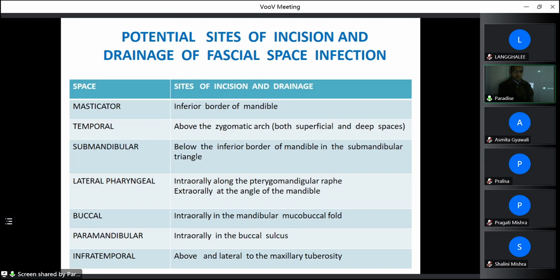In buccal space infection, the incision can be intraoral in the mandibular mucobuccal fold. But it's better to give the extraoral incision near the lower border of the mandible. You can break all the loculi easily, and all the pus can be drained through the extraoral incision. If you give the intraoral incision, it's slightly difficult to reach all the loculi, but you can try. Instead of giving the extraoral scar mark, it's always better to approach transorally. In paramandibular space infection, you can give the incision intraorally in the buccal sulcus. In infratemporal space infection, the incision is given above and lateral to the maxillary tuberosity.